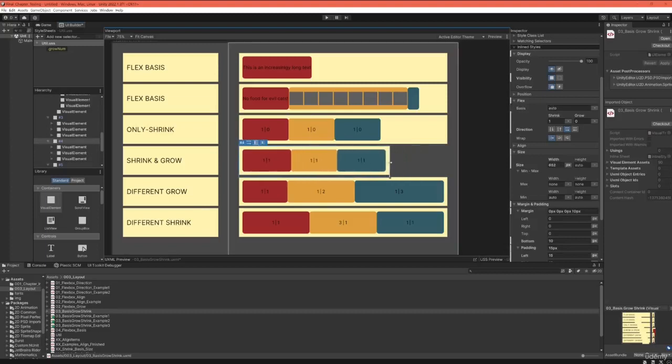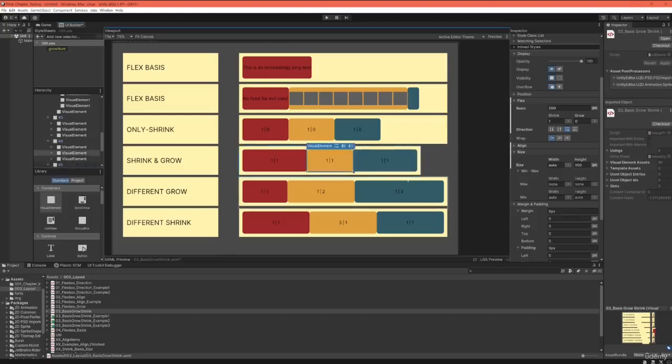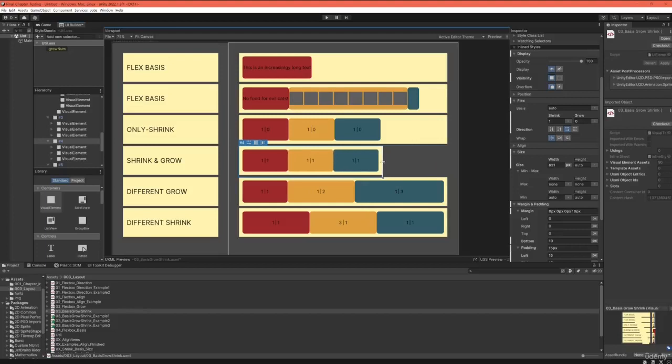Now look what happens when we reach this threshold of 200 pixels, where each element has 200 pixels. Now the element is shrinking just as the other ones. Okay, so when we have too much space, the only thing that is interesting is the grow property, and since it doesn't have a grow property set, it doesn't grow. Only when we reach the threshold of the flex basis, now all of the elements are shrinking, because all of them are having a flex shrink of 1.